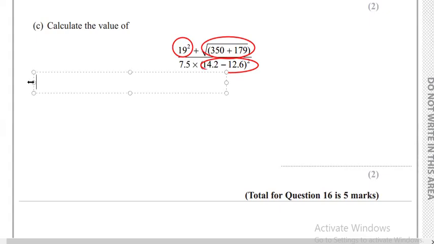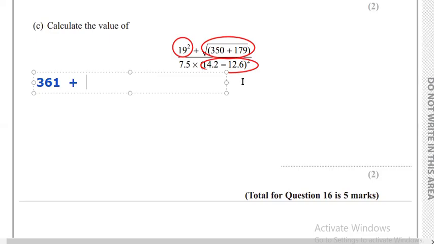So first, we will do 19 squared. 19 squared is what? Very good. It's 361, like this. So I'm going to find every part alone and then check the final answer. So first, I have 19 squared, which is 361, and then plus. Now, this is a square root, and under the square root, I have 350 plus 179. I can do this in the calculator, so let's do it here.